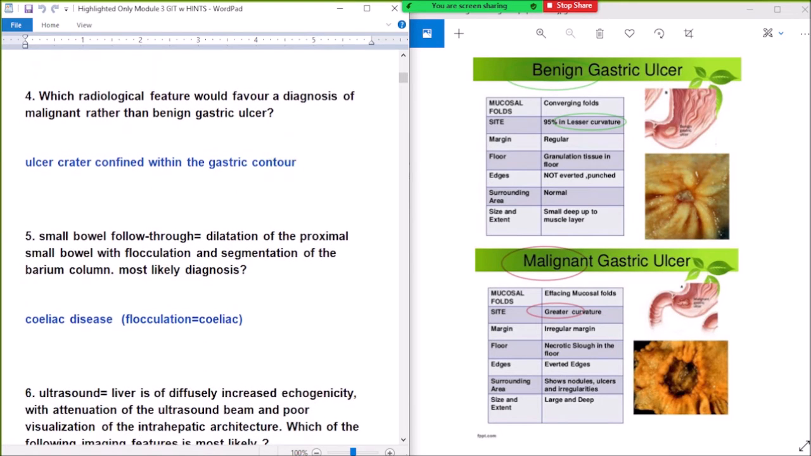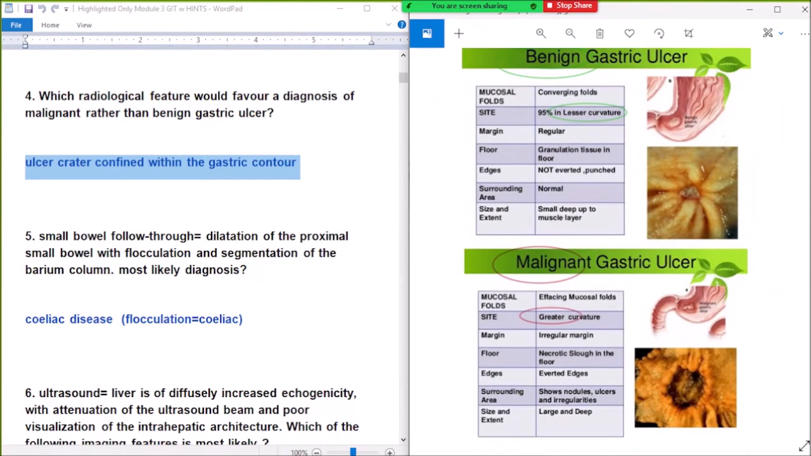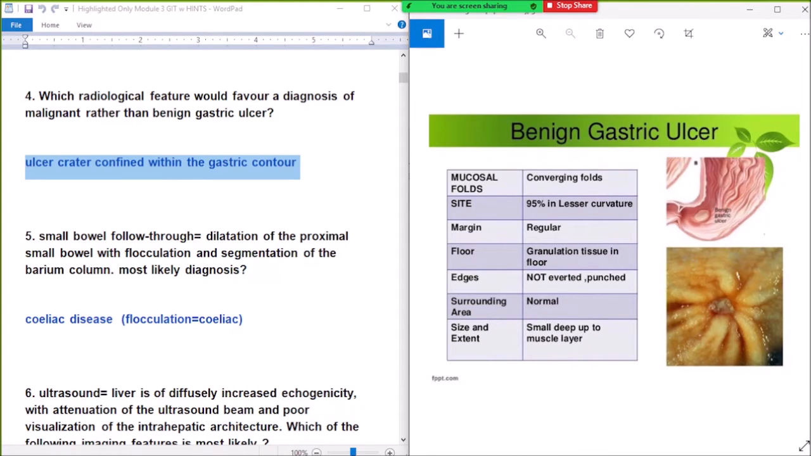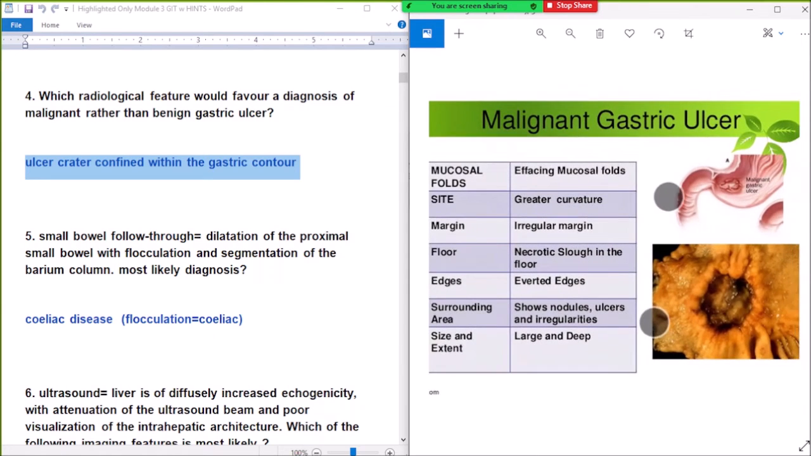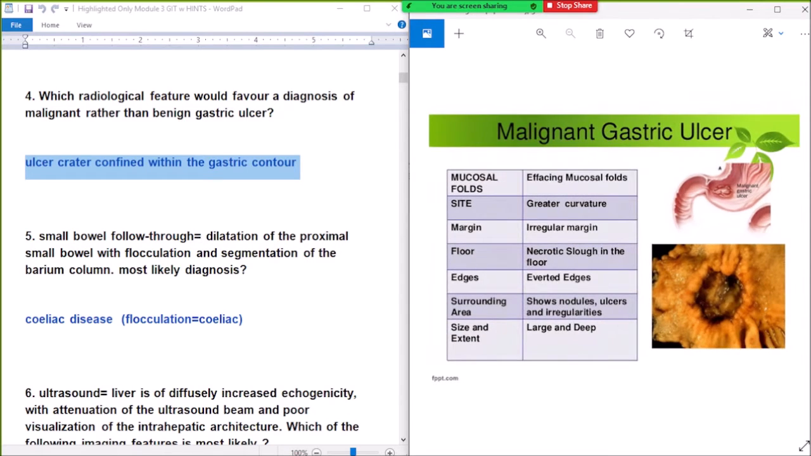Question number 4. Which radiological feature would favor a diagnosis of malignant rather than benign gastric ulcer: crater confined within the gastric contour? The benign gastric ulcer features and malignant gastric ulcer features, we read the benign ones first. For a malignant gastric ulcer: mucosal folds are effaced. The site is the greater curvature. Margin is irregular. Floor shows necrotic slough and pooling of contrast. Edges are everted.